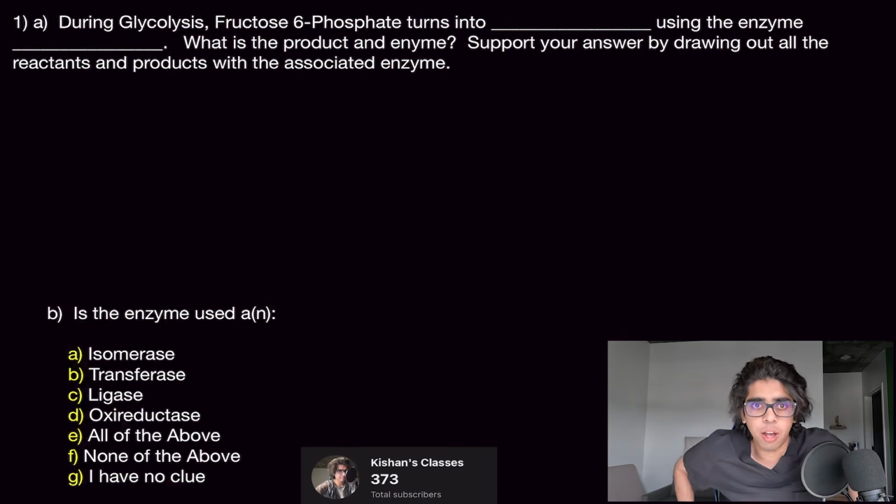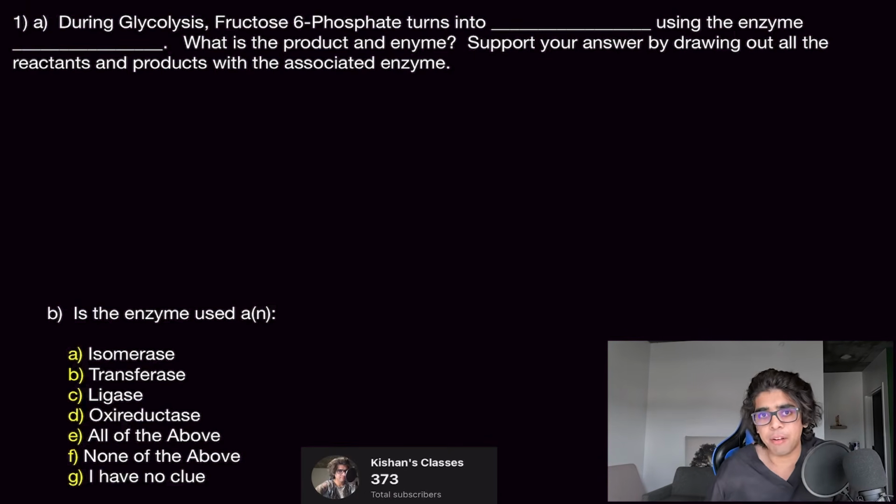Okay, so in glycolysis, we're talking about making pyruvate, and there are 10 steps to it. The first thing is glucose turns into glucose 6-phosphate using the enzyme hexokinase. Then from that, glucose 6-phosphate turns into fructose 6-phosphate using isomerase enzyme. And then fructose 6-phosphate turns into what we're talking about here, fructose 1,6-bisphosphate, and uses the enzyme phosphofructokinase.